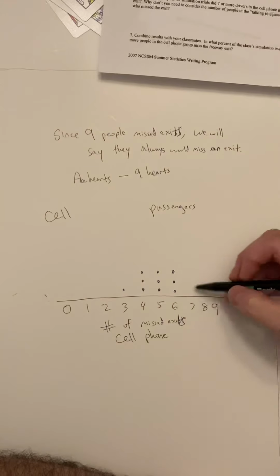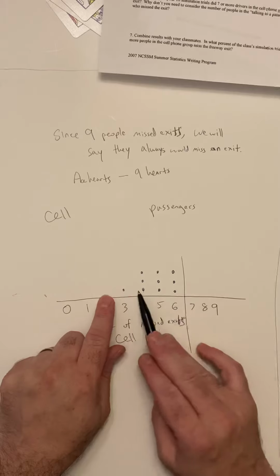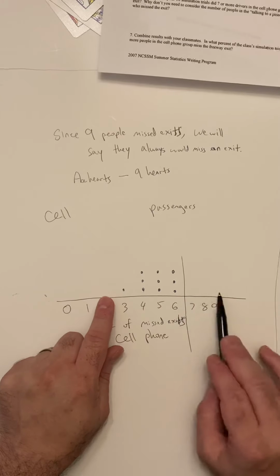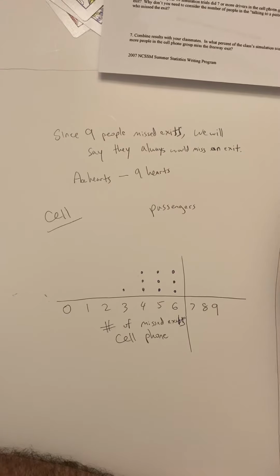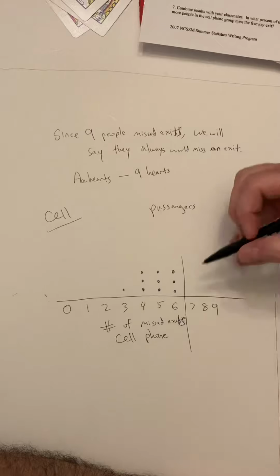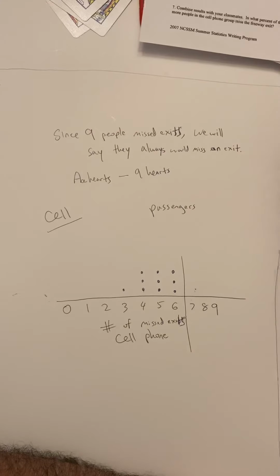So absolutely none of our trials showed 7 or more missed exits for those people who were talking on the cell phone. So what is this going to mean? It kind of indicates that missing 7 or more exits is a rare event. And it probably wasn't based on chance, like flipping a coin. It was probably based on the fact that the cell phone had something to do with being a distractor.